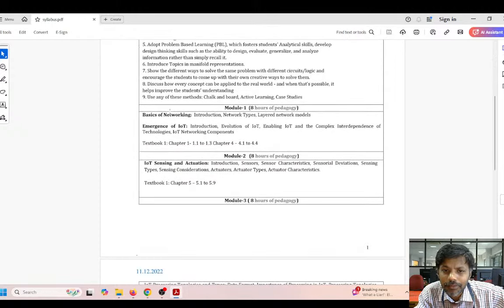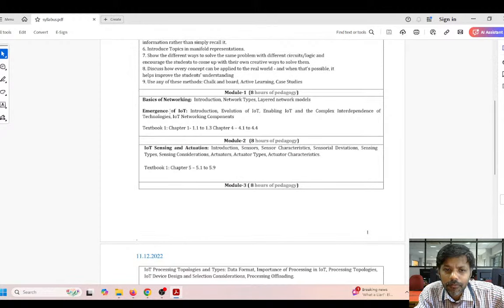And coming to the content wise, in the module 1, we are going to discuss about the basics of networking. So all the different network types and layered network models, everything means network, whatever it will be connected to the IoT. So those networking we are going to discuss in the first module. And also the emergence of IoT means evolution. What are the different generations and how the IoT got evolved over years. So that we are going to discuss, and the networking components. So all the basic things, that is, we can call it as introduction to IoT.